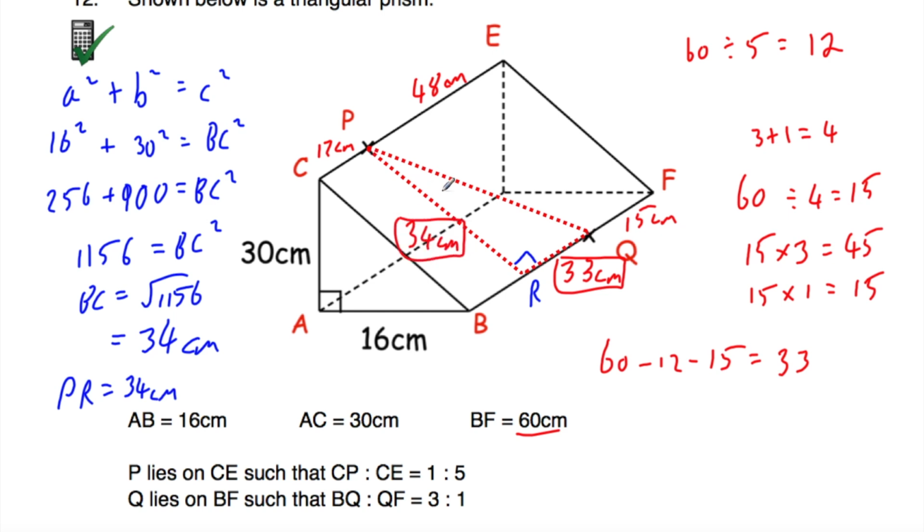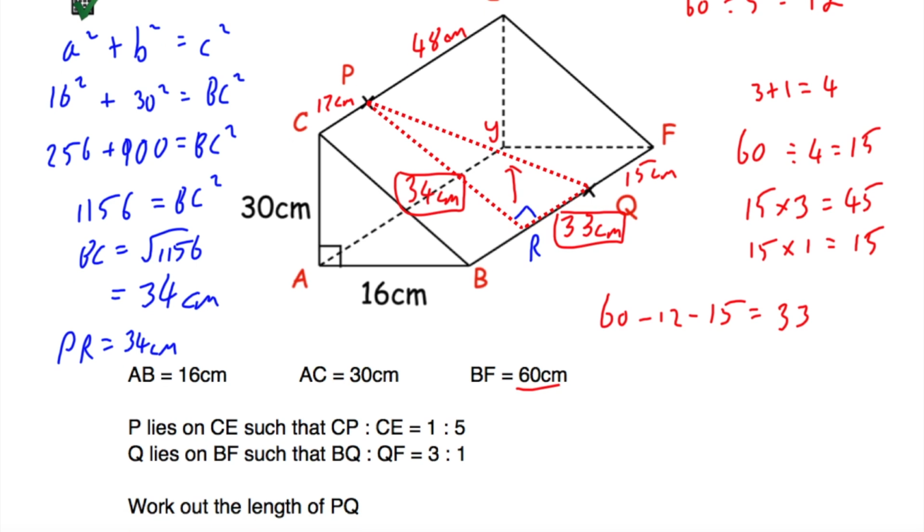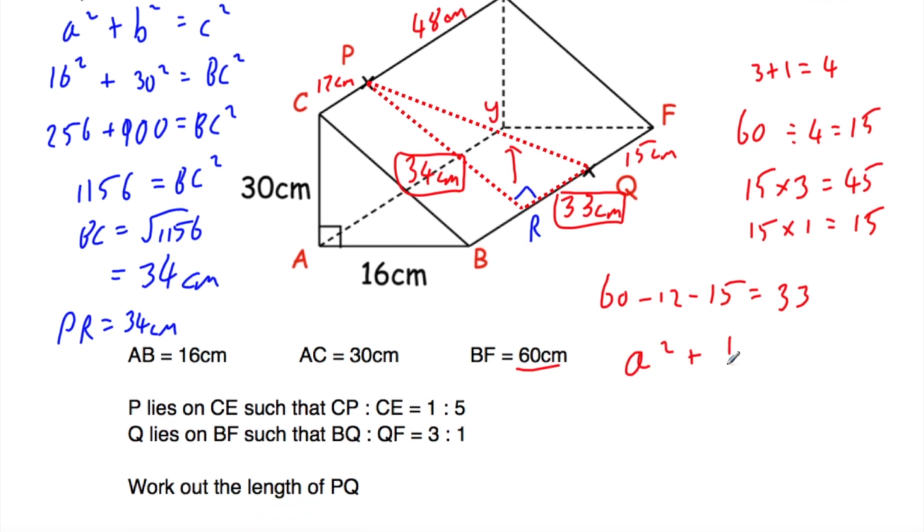So now we can use Pythagoras' theorem on this triangle PRQ to work out the length of PQ, and let's just call that Y, and we know that's going to be the longest side of that triangle. So it means that 33 and 34 are the two shorter sides, and we want to find out what Y is, that length of PQ. So let's write down Pythagoras' theorem. A squared plus B squared equals C squared. A squared, well, that's going to be 33 squared, plus B squared, that's going to be 34 squared, is equal to C squared, and I've called that Y, so Y squared.